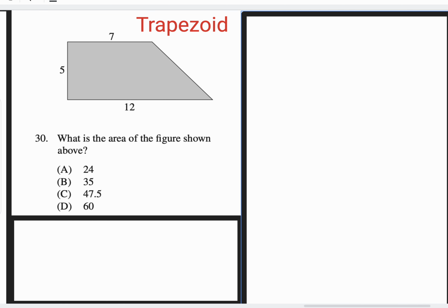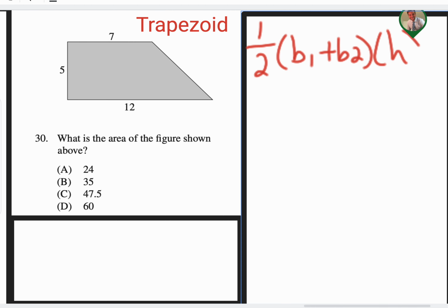Let's go ahead and write down our area of a trapezoid formula. This is provided at the beginning of the exam with our other formulas. Our formula is 1/2 times B1 plus B2 times the height. B1 and B2 represent the two bases, top and bottom. H will represent the height.